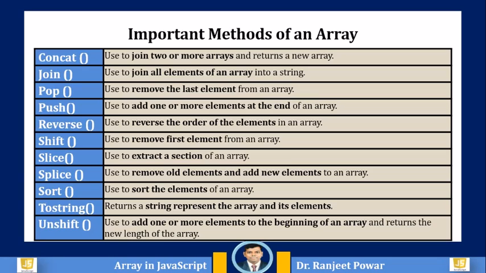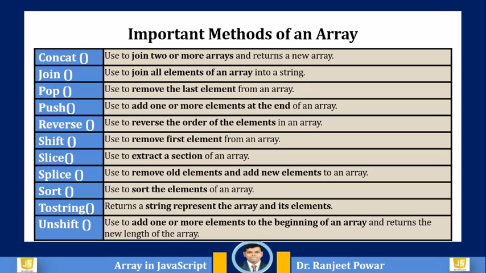If remove count is 0, no elements are removed. In this case, you should specify at least one new element. So we can specify the new elements as element 1 to n, the elements to add to the array. If you don't specify any elements, splice simply removes the elements from the array.